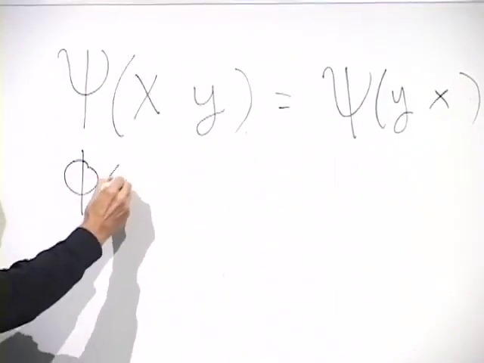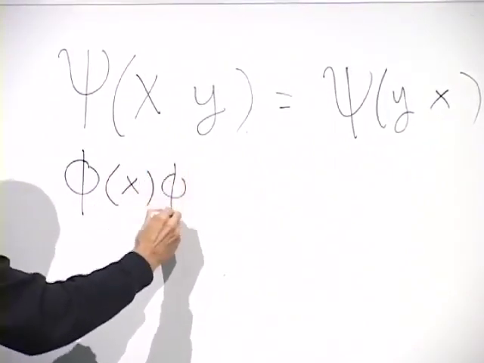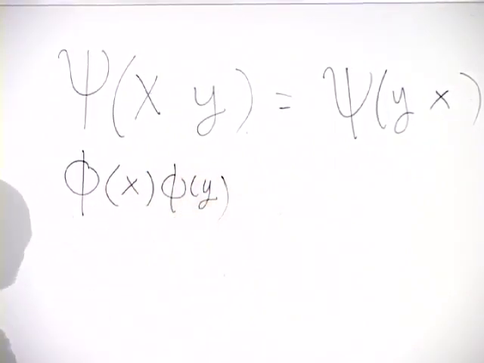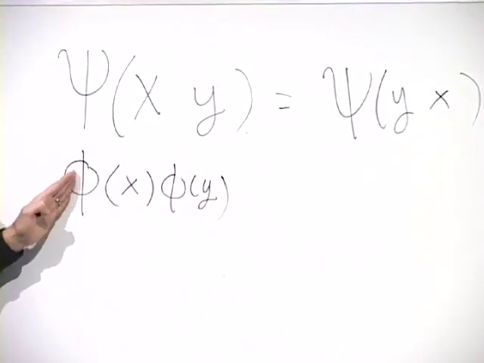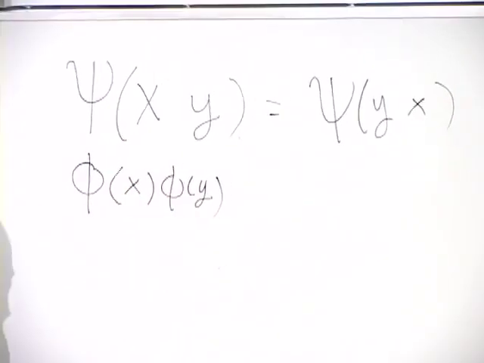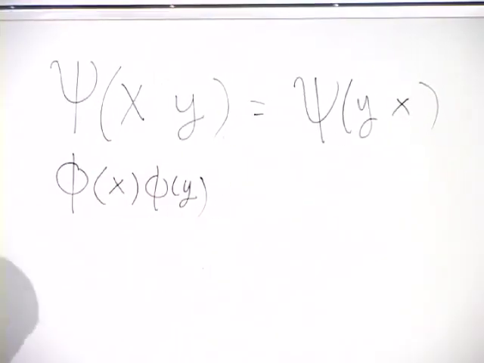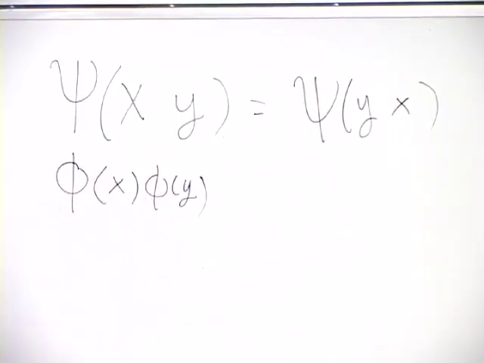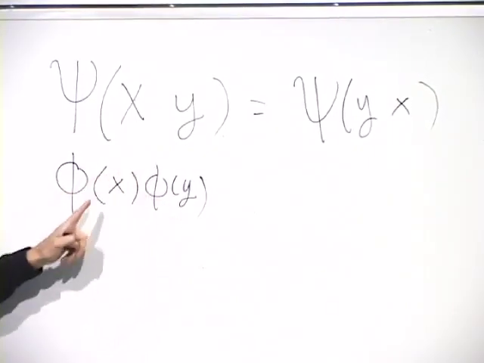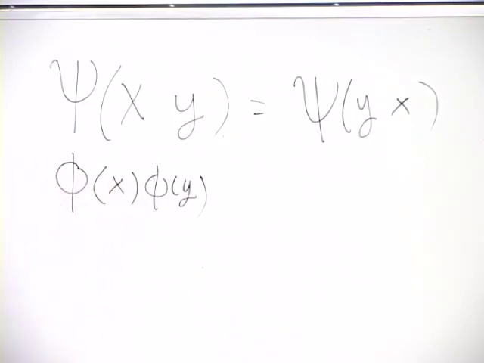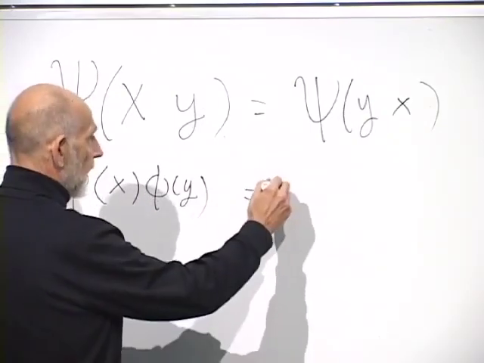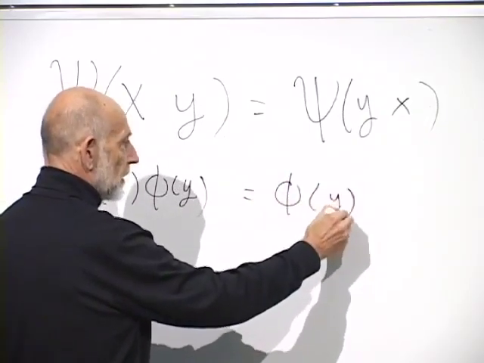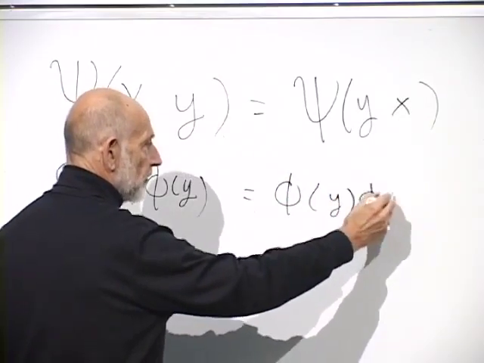And psi of x and y could be phi of x times phi of y. This would correspond to two bosons with wave function phi, with the same wave function. In other words, in the same quantum state. That's what this would mean, a two-particle state, and each particle is in the state phi. This, of course, is obviously symmetric. It is the same as phi of y times phi of x.